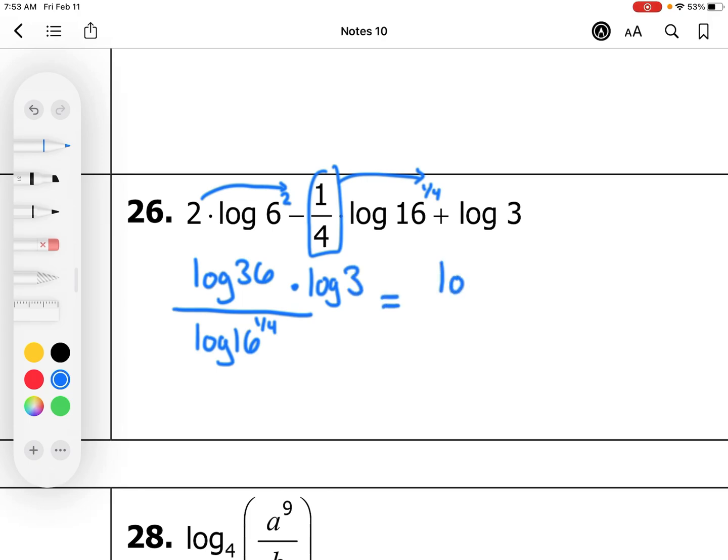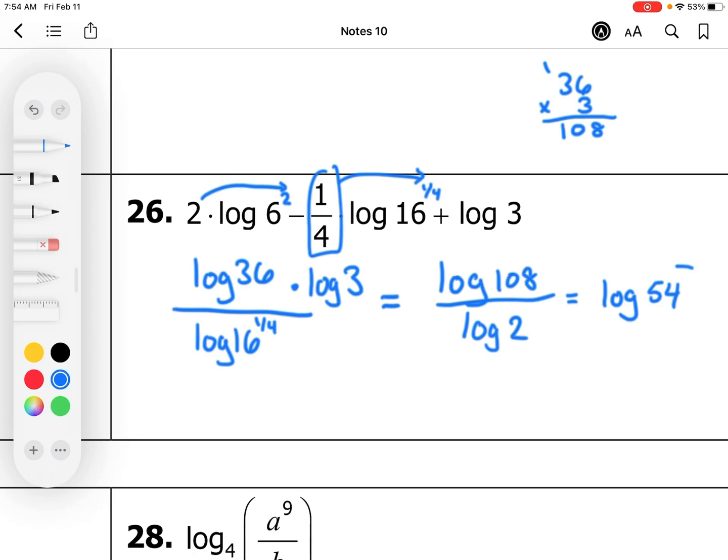Let's clean this up a little bit. Here we have 36 times 3 on top, 108. And then we have log 16 to the 1/4 power. 16 to the 1/4 power is 2. So we have log 2. And then dividing 108 by 2, we get 54. And that's our single condensed log.